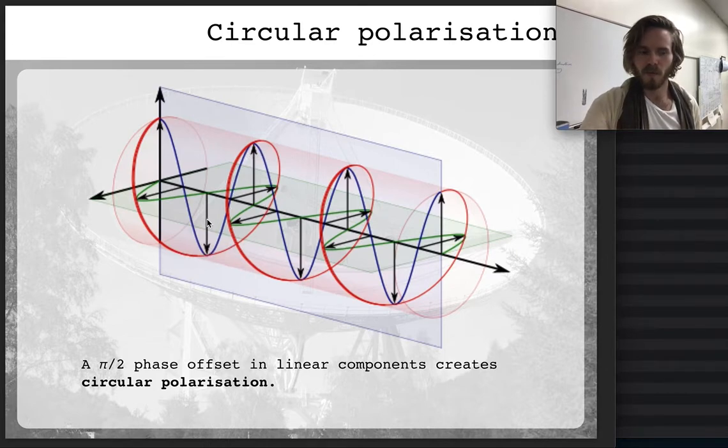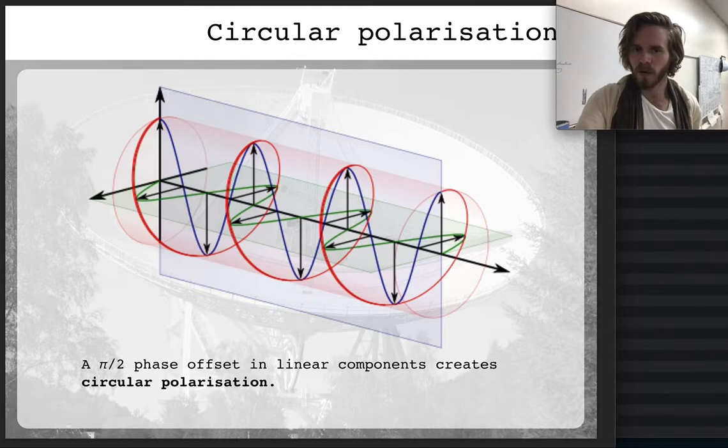And the overall wave, although it has these vertical and horizontal components, is the combination of those two. When you have a half pi phase difference, then you have a coiling electric field as it propagates in this propagation direction.